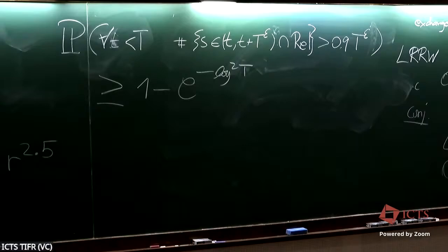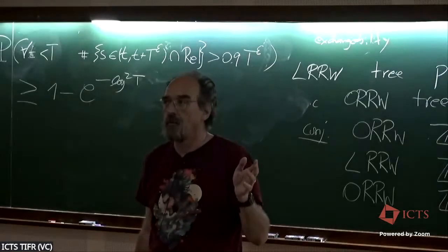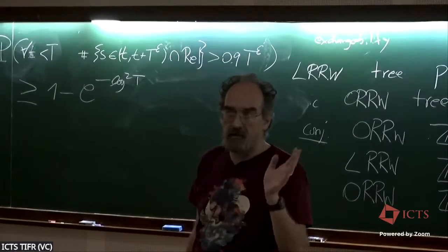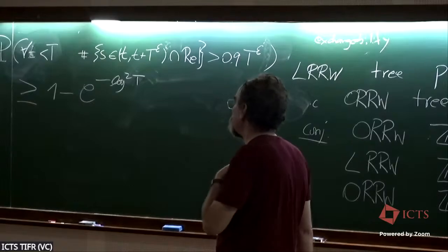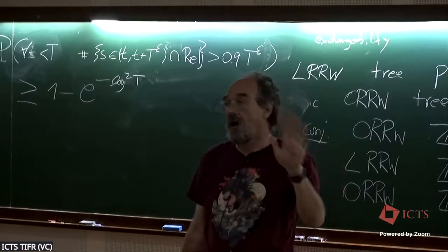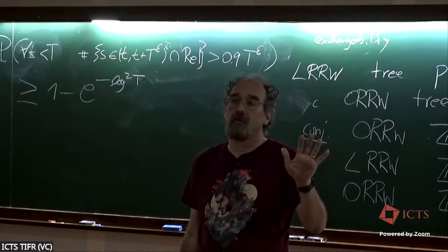So again, this is what you expect for random walk. In fact, for random walk, it holds with probability probably e to minus t to the epsilon, but what I care is that it holds for super polynomial probabilities, because super polynomial probabilities can be summed easily on all scales. So these are the induction assumptions. Are the induction assumptions clear? Yes.